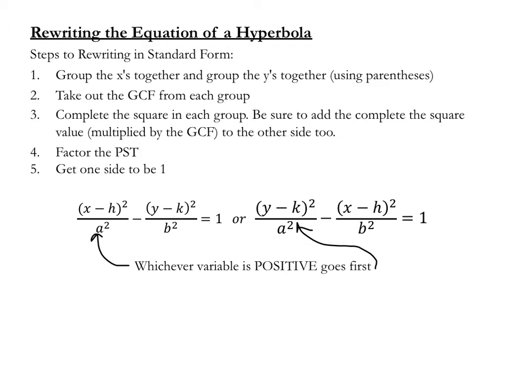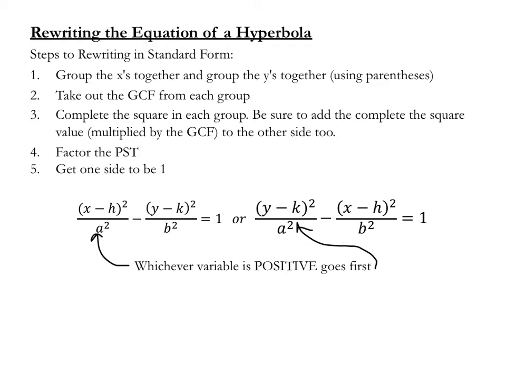Alright, here is our last day on hyperbolas. This lesson is similar to what we did with ellipses, where you have to rewrite the form first. So the steps you're going to find, 1 through 5, are the exact same. You want to get the x's and the y's together. You're going to use parentheses to group them, take out the greatest common factor, complete the square, then factor it down, and get one side to be 1.